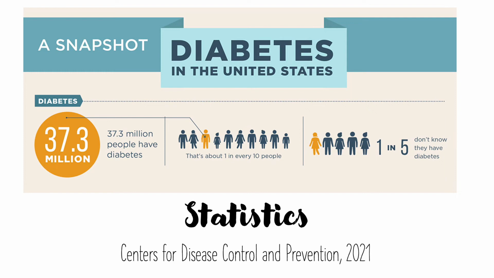So for some statistics on diabetes, here we have a graph showing diabetes in the United States, where 37.3 million people have diabetes, which equals about 1 in every 10 people, and 1 in 5 people don't know that they have diabetes. As researched by Guys et al., there was a potential plateau in the diabetes epidemic, yet in the Hispanic and non-Hispanic Black communities, incidence continued to grow, as well as with those who obtain a high school education or less.